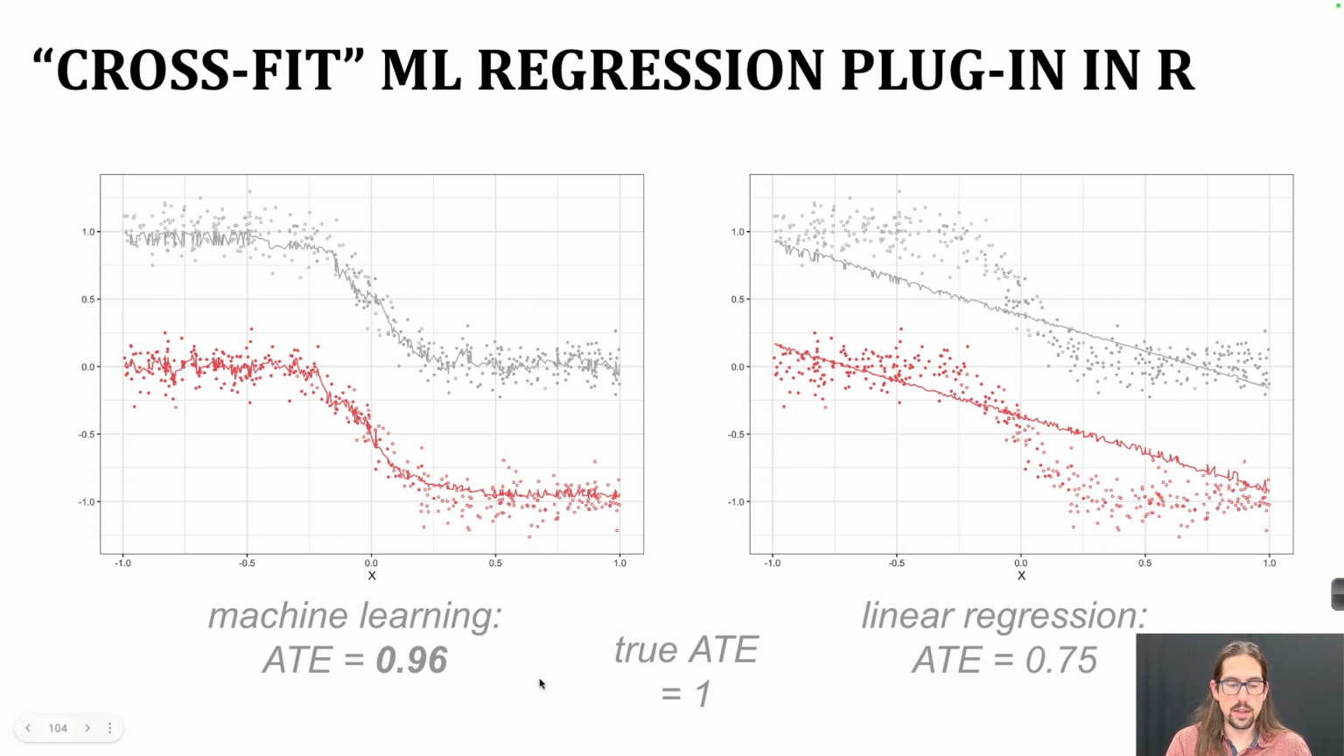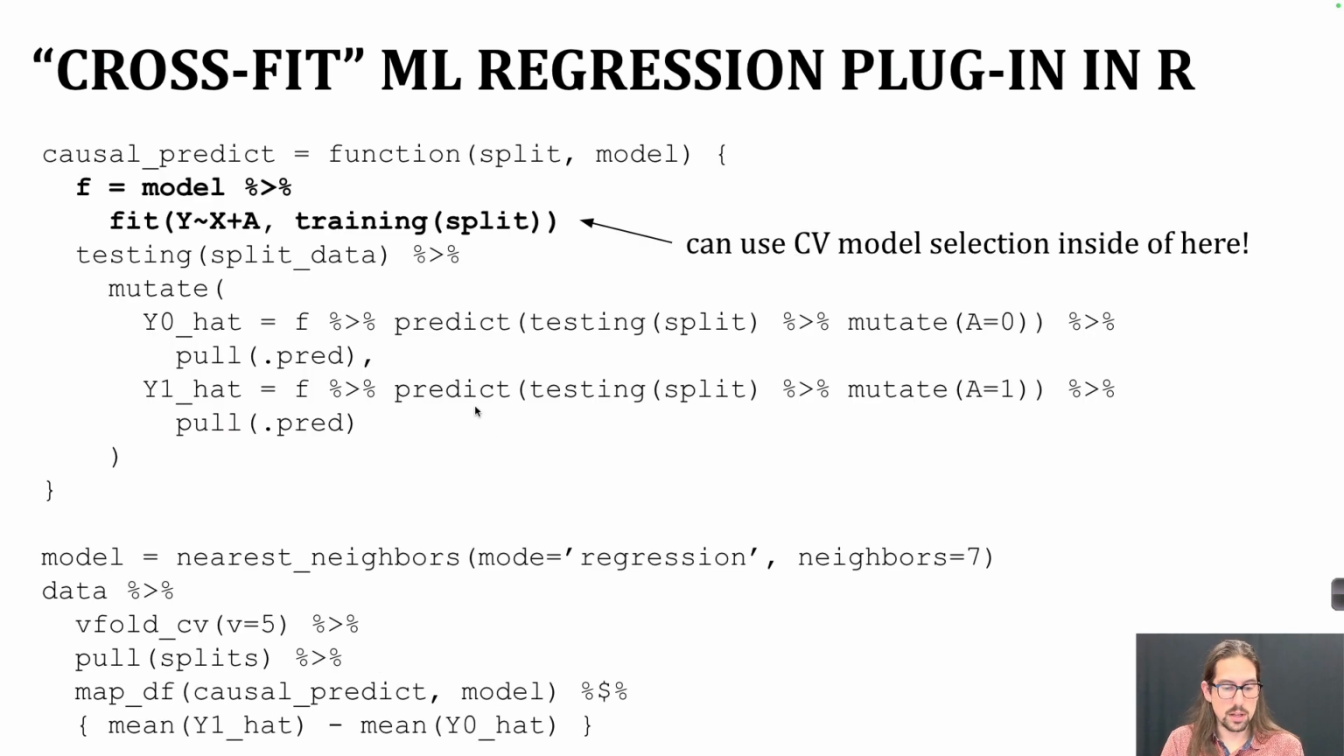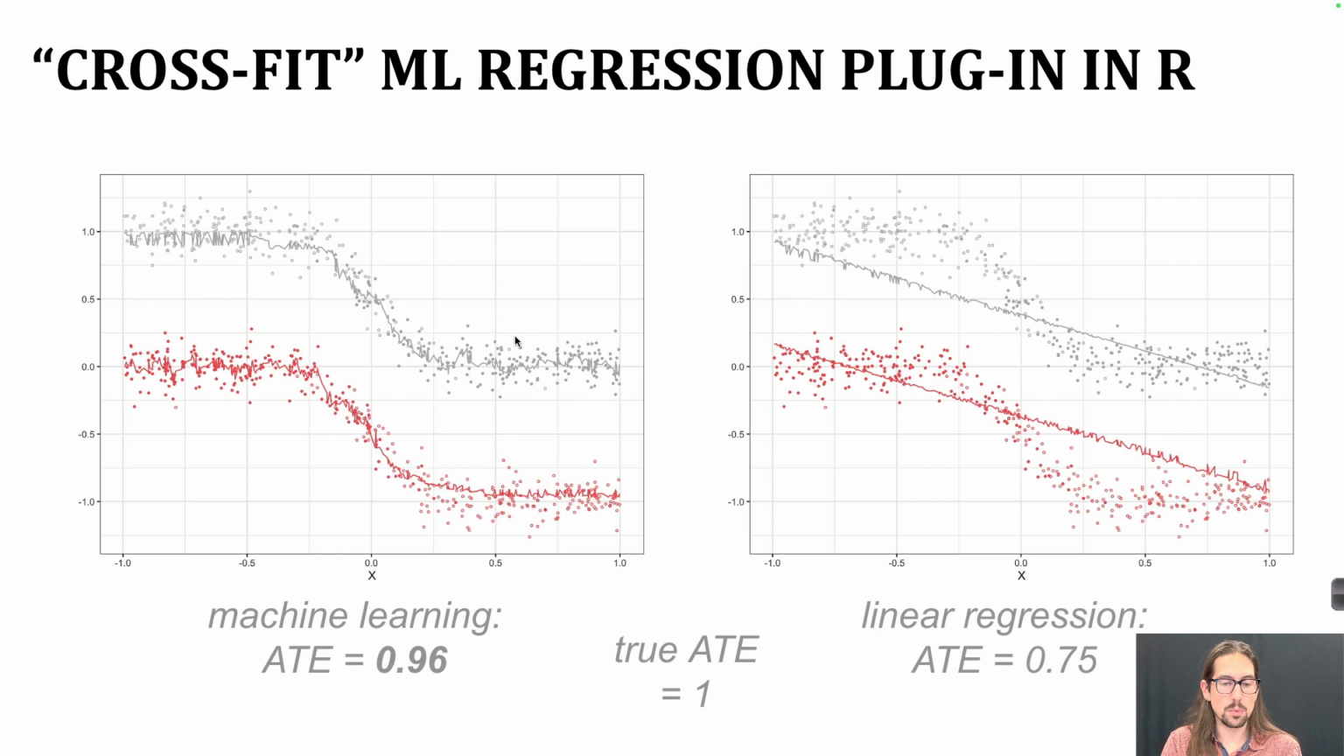And you can see here that the ATE that I'm getting, the estimate using the machine learning plugin, is very close to the true ATE. Even though I didn't know what the correct specification of this was. I didn't know exactly what kind of shape this had. The machine learning model just figured it out. Whereas linear regression, it doesn't figure it out. It can't, right? So the ATE is biased downwards.